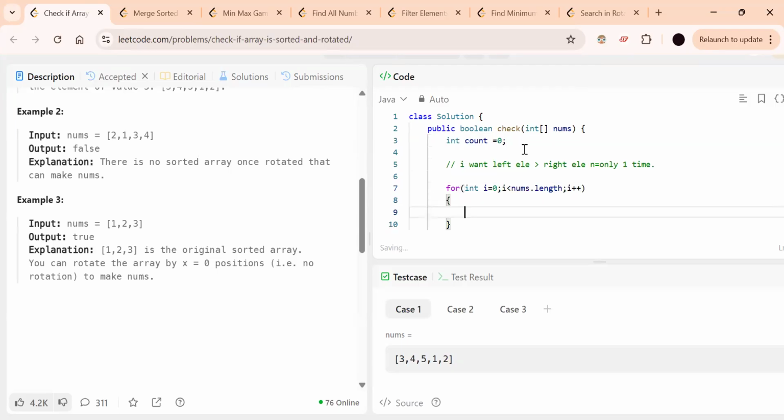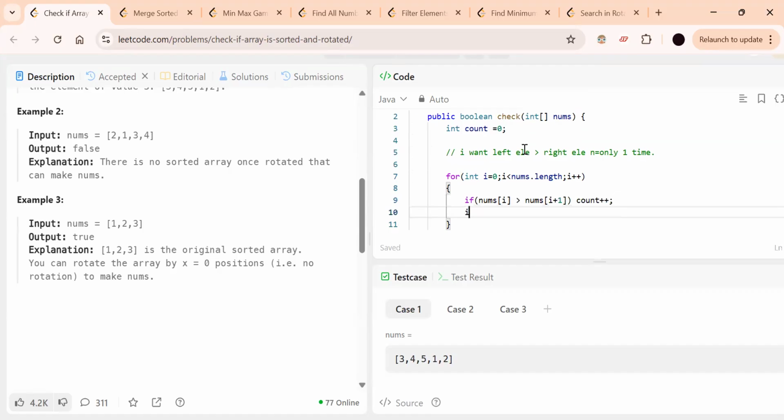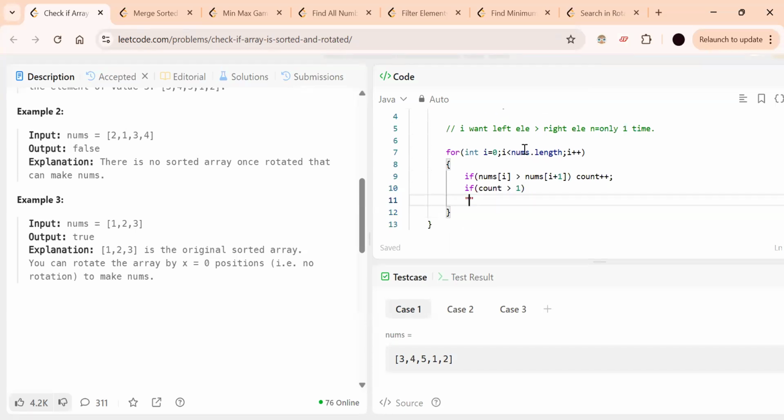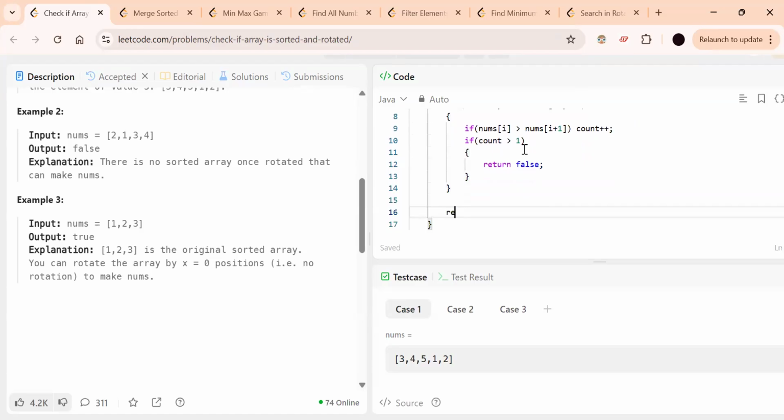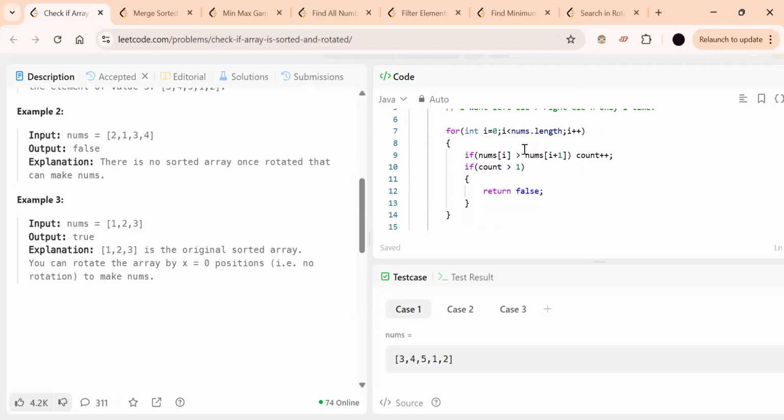Now, as usual, if nums of i, the left element, is greater than nums of i plus 1, simple, increase the count. If this count is greater than one, more than one time, what is the answer? Yes, return false. At the end, if everything goes well, return true. Yes, this looks good.